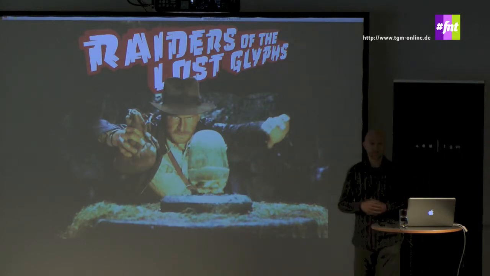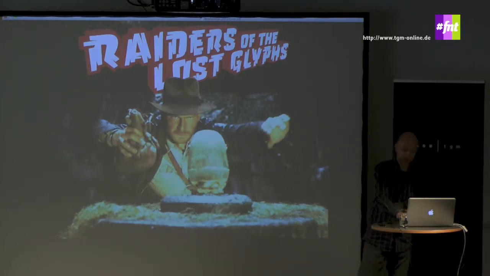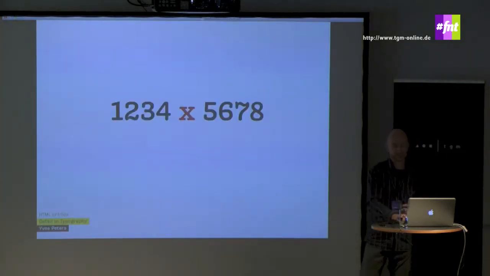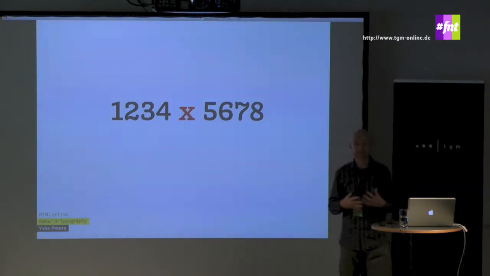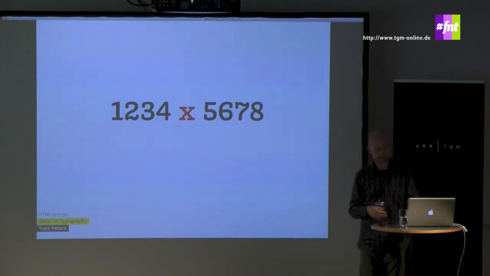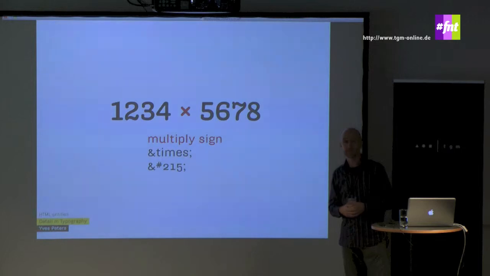So these characters, you have to find them and learn how you can use them and so on. Because if you want to do math and use the X for multiplication, it's not the right sign. You need another sign, the multiply sign. So when you do web typography, if you are aware of all the possibilities, one of the first things you need to do is look up HTML entities.